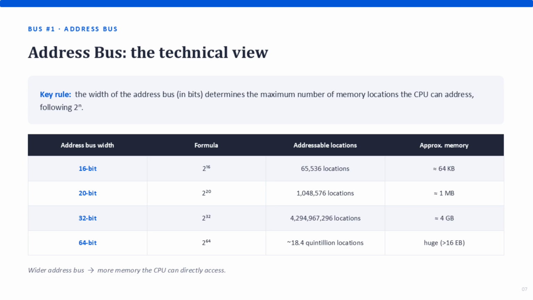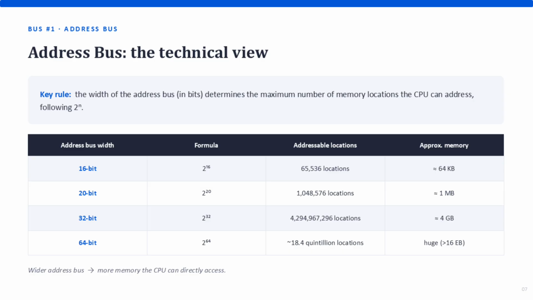Finally, consider a 64-bit address bus. The formula becomes 2 to the power of 64, which is equal to 18.4 quintillion addressable locations. For practical purposes, we simply say that it provides an extremely large address space measured in exabytes.